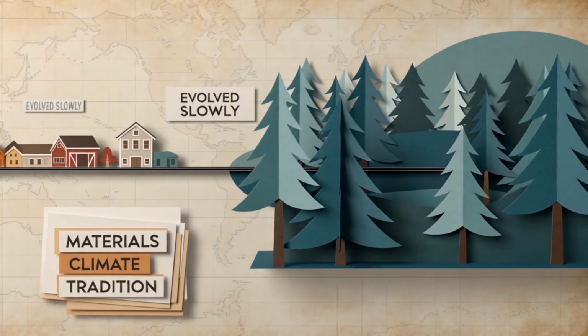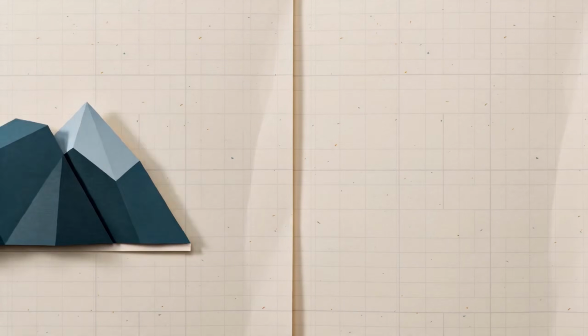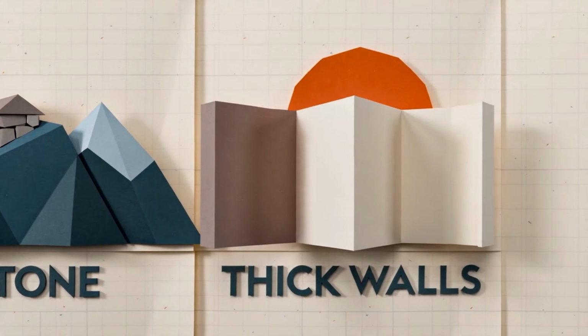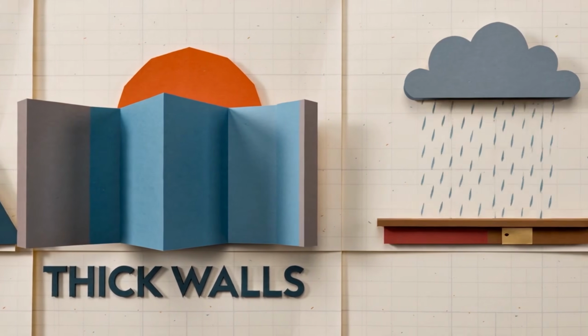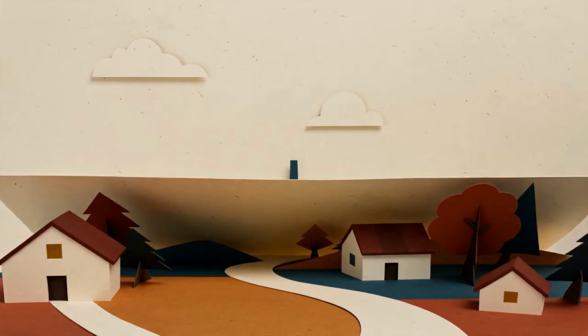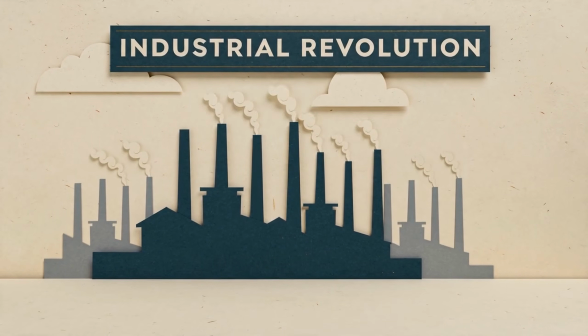If you lived near forests, buildings were made from timber. If you lived near mountains, they were built from stone. In hot climates, thick walls kept interiors cool. In rainy regions, steep roofs helped water run off. Every decision reflected the environment around it, but the Industrial Revolution changed everything.